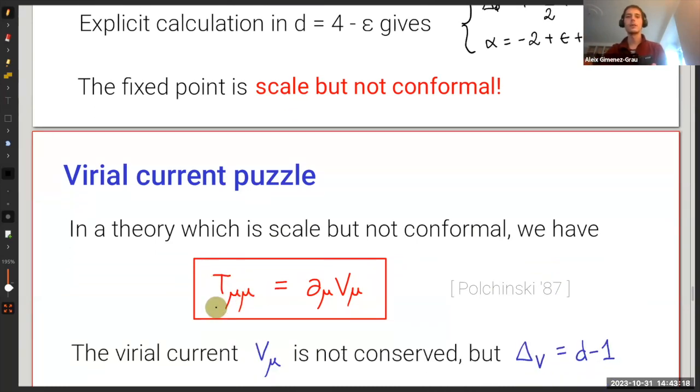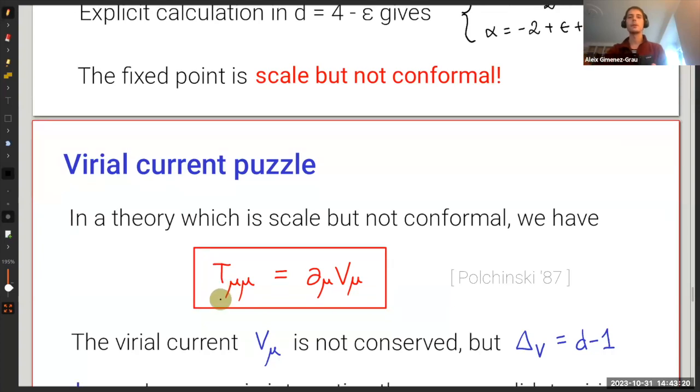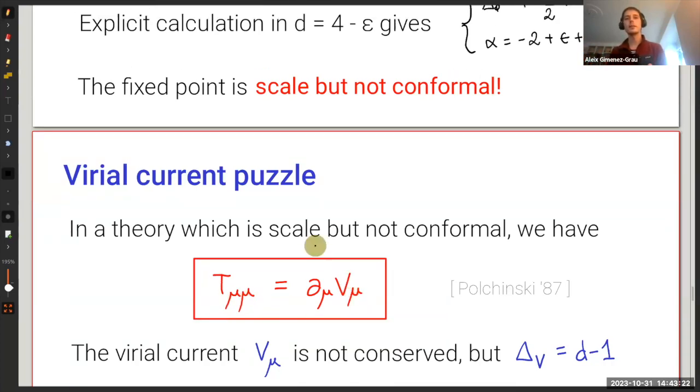Okay, so what this is saying is that in a theory which is scale but not conformal invariant, there has to exist an operator V that people call a virial current, and V is not conserved, but in fact it has dimension d minus 1. Because the stress tensor always has dimension d, the derivative has dimension 1, and therefore V needs to have dimension d minus 1.